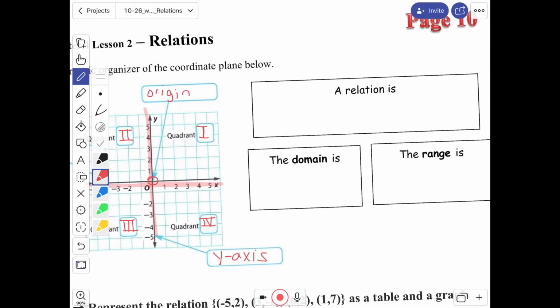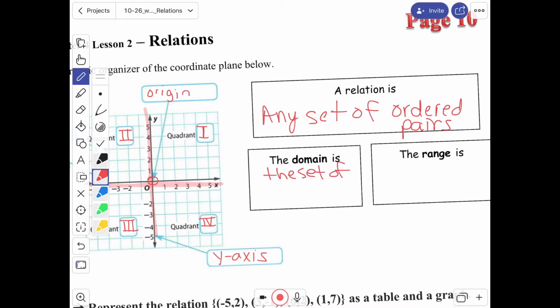A relation is any set of ordered pairs. The domain is the set of x coordinates. That would be the first number. And the range is the set of y coordinates.